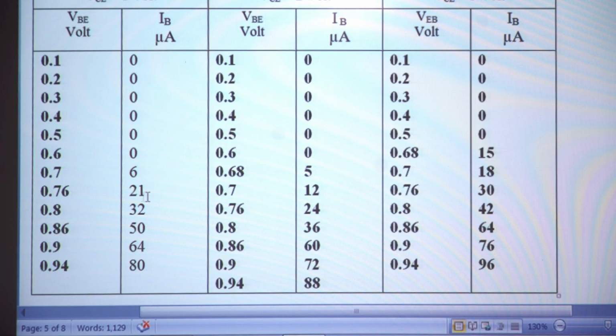For 0.76, IB is 21. For 0.8, IB is 32. For 0.86, IB is 50, and so on. So using these values we can plot the first curve of the input characteristics.